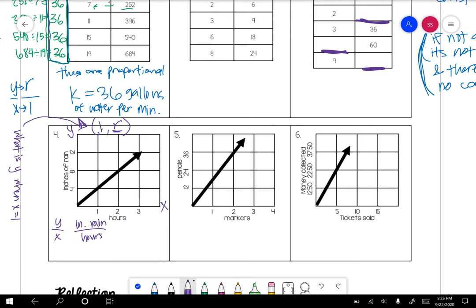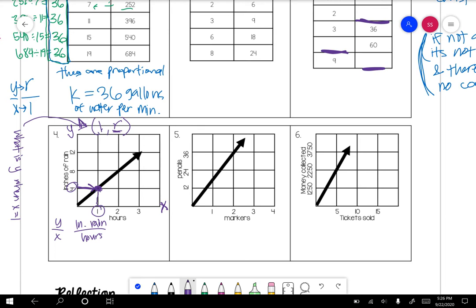Hopefully that makes sense. So if our x value is 1, that's what we're looking for. We're going to go up till we hit the line, or if there's a point there, we go up to the point. And then we're going to look at the y value that matches that point. And that right there will be your unit rate or your constant of proportionality.